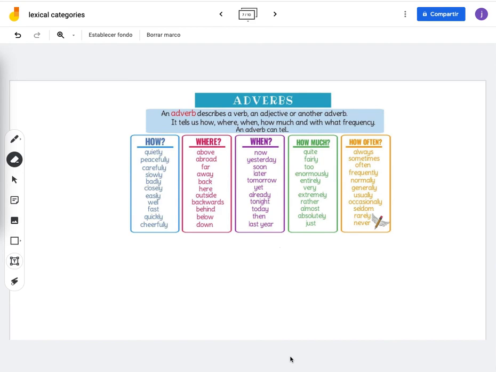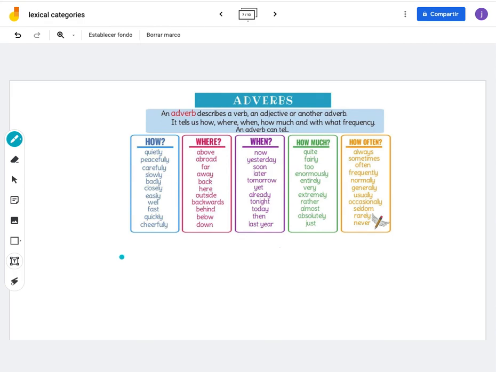Well, the next topic is adverbs. An adverb describes a verb, an adjective, or another adverb. It tells us how, where, when, how much, and with what frequency. Adverbs are a very broad collection of words that may describe how, where, or when an action took place. For example, I'm going to write one sentence like this.